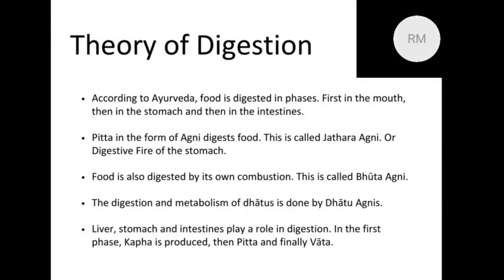And then we come to the theory of digestion. The food is digested in different phases. So first there is the digestion in the mouth, then in the stomach, and then in the intestines. And Pitta in the form of Agni digests food. This is called Jatara Agni, or digestive fire of the stomach.